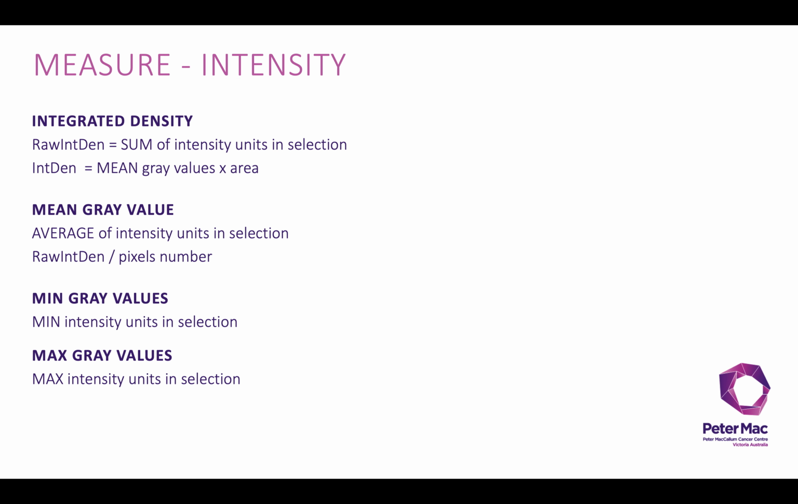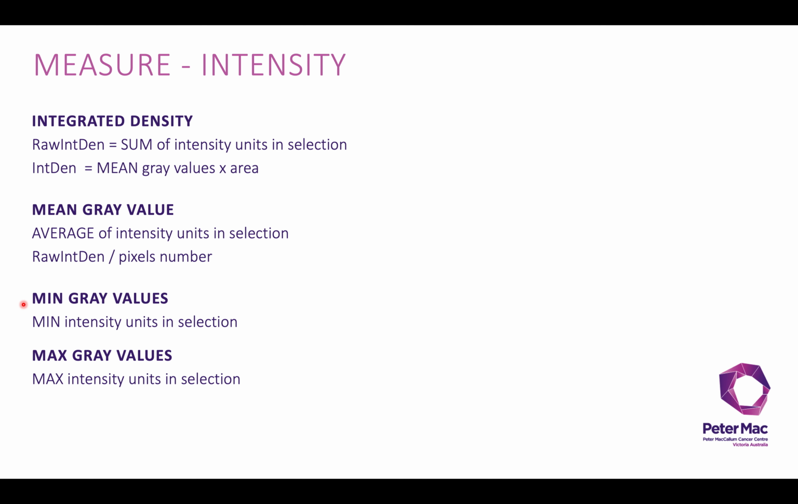Next readouts we can read out our intensity. So we've got a number of different readouts here. If we select integrated density, we'll get two values. The raw integrated density is the sum of the intensity units in your selection. The integrated density is the mean gray value multiplied by the area. Your mean gray value is the average of the intensity units within your selection, which is basically your raw integrated density divided by the number of pixels within your area.